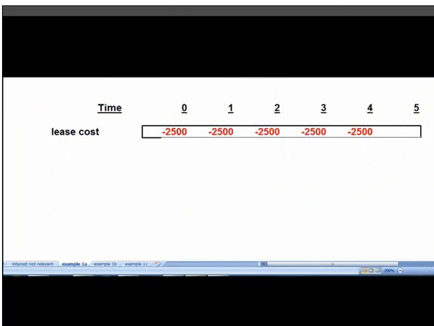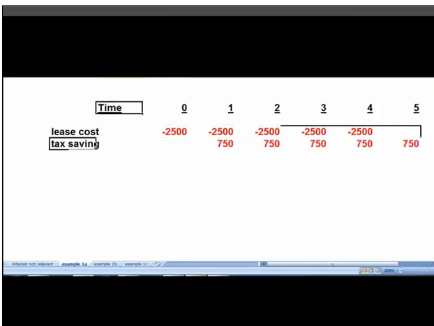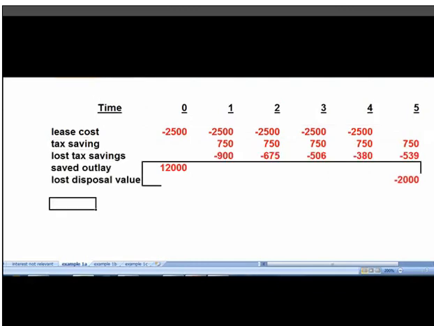And we're also going to acknowledge that because we're leasing, we save the loan at 12,000 at time 0, but we lose the disposal value. Now we've had all of those cash flows before, we just show them separately. We're going to net them off and discount them. And we come to exactly the same conclusion that we came to before, that leasing is unattractive. It's unattractive because it's more expensive. It's more expensive by 326.